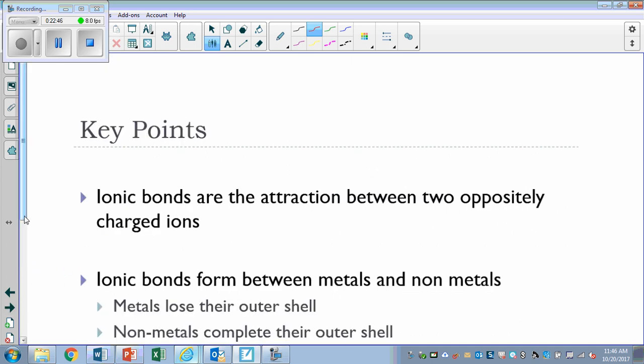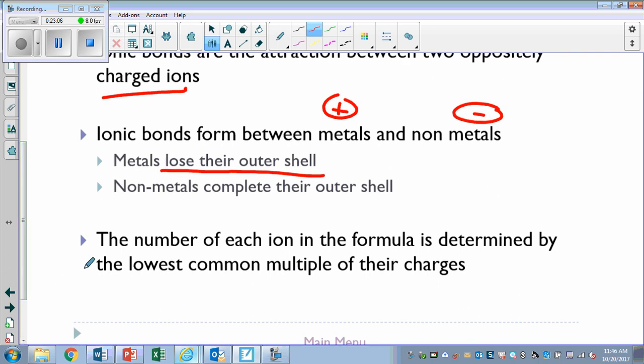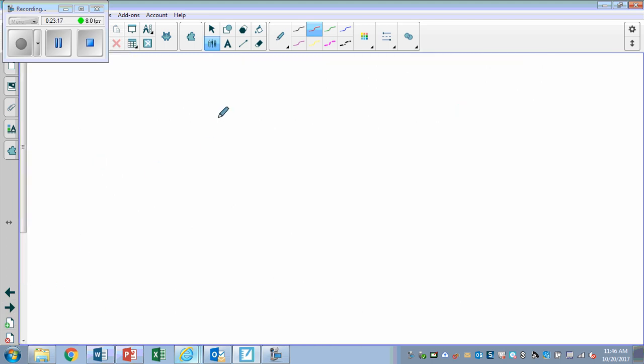So what did we learn so far? We learned that ionic bonds are formed by the attraction of oppositely charged ions. They are formed between a metal and a non-metal. Metals make cations, non-metals make anions. So metals lose their valence electrons, non-metals complete their outer shell or octet by gaining electrons. The number of each ion in the formula is determined by the lowest common multiple of their charge. They're always the lowest ratios. All ionic compounds have empirical formulas.